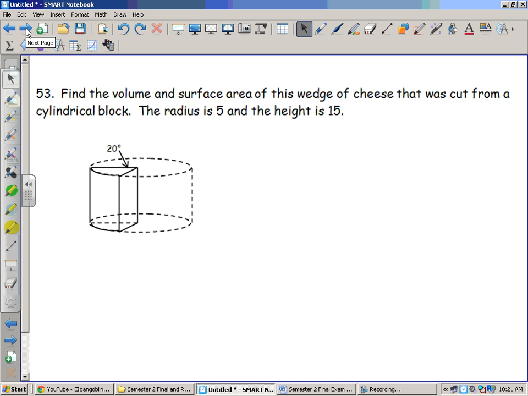Find the volume and surface area of the wedge of cheese that was cut from a cylindrical block. So the radius is 5 and the height is 15. So this is what I got. Radius 5, height 15. So first thing you're going to do is find the volume.